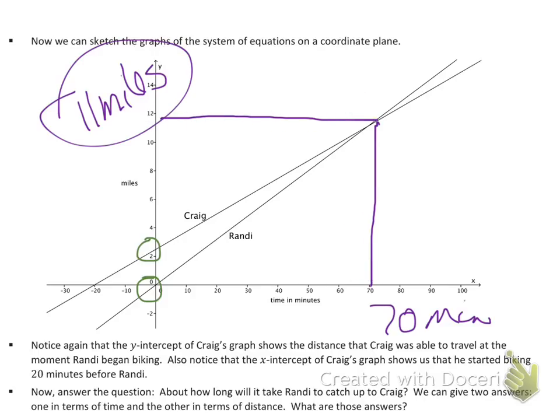Okay, so there's a lot we can tell from a graph that helps us come up with a ballpark. Now, it's not exactly 70 minutes. We can't tell that from this graph, and probably not exactly 11 miles. But we can get close. And remember, we talked about how we're going to come up with other methods for solving these systems of linear equations that will give us a more exact answer. But for now, this is fine.